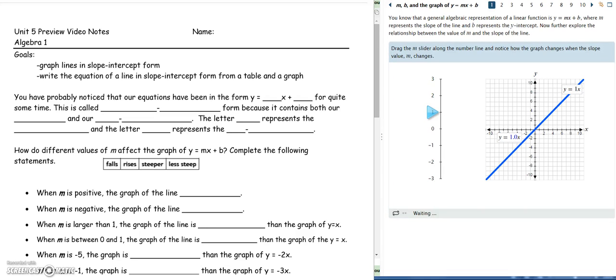This is a Unit 5 preview video. In this video we're going to cover graphing lines in slope-intercept form and writing the equation of a line in slope-intercept form from a table and a graph.